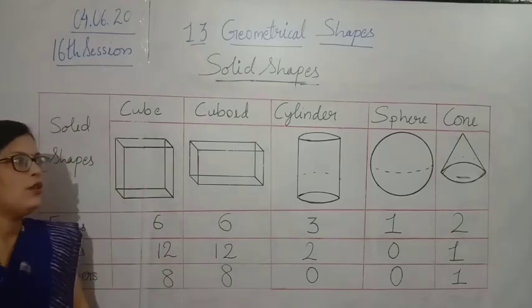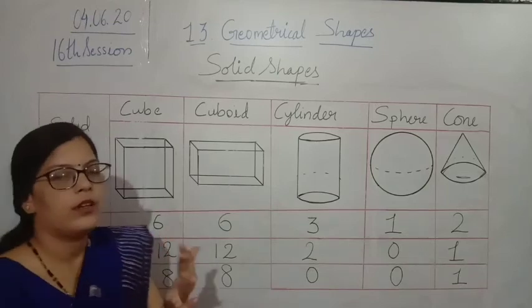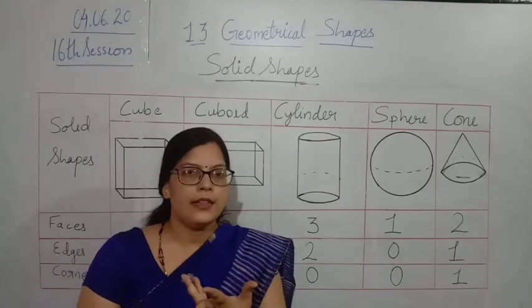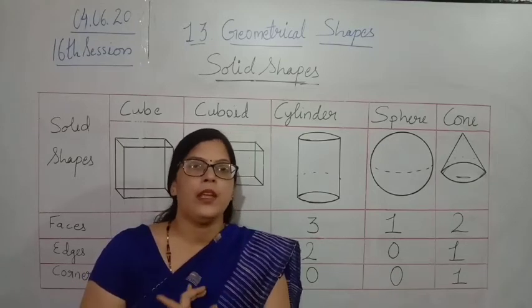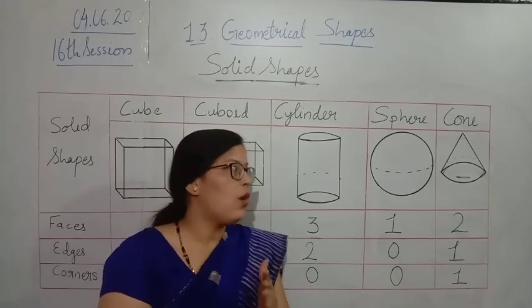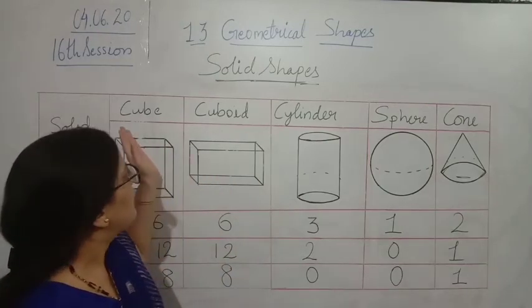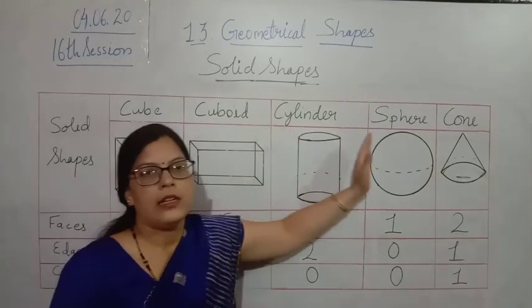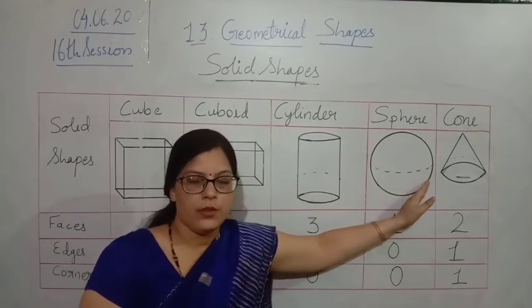So what are the solid shapes? How many solid shapes have we learned? Cube, cuboid, cylinder, sphere, and cone. Try to draw all these shapes in your copy and learn all these names also. Learn the spellings of all these shapes.